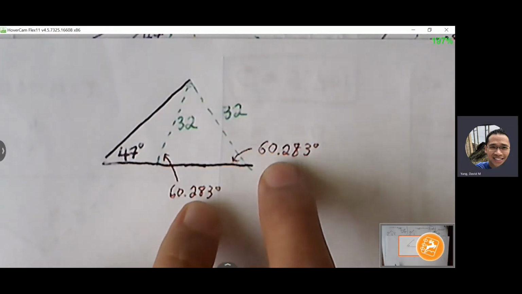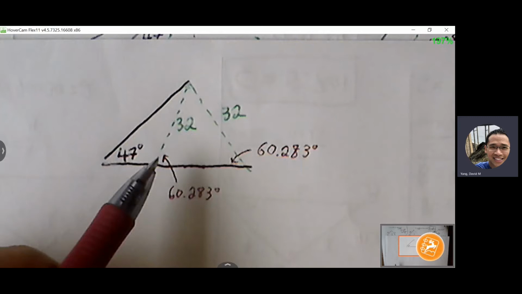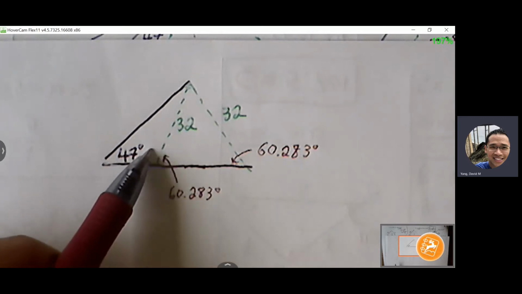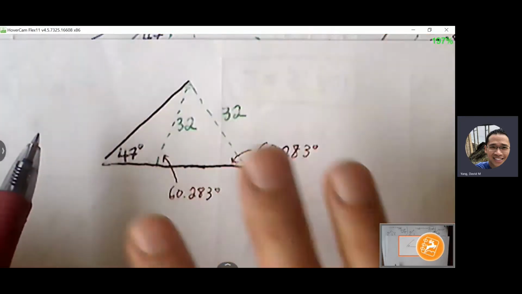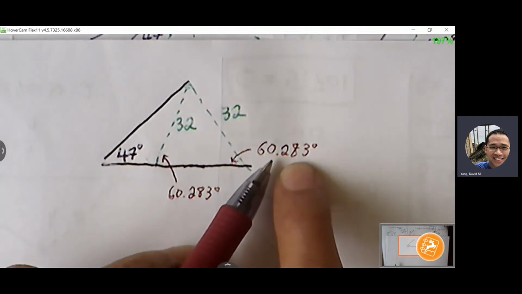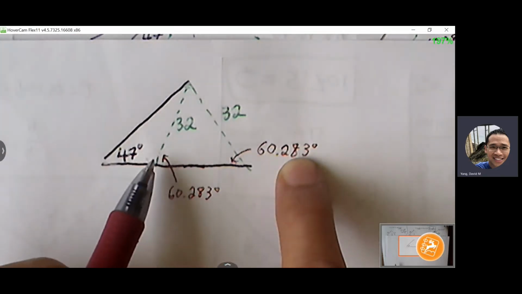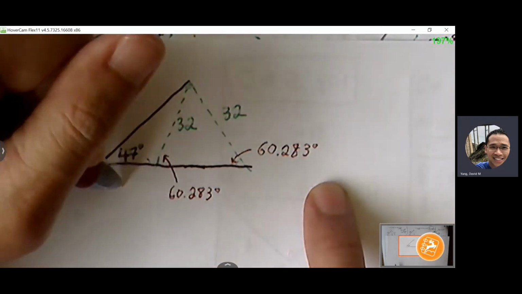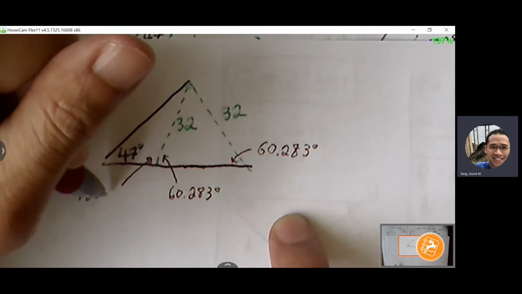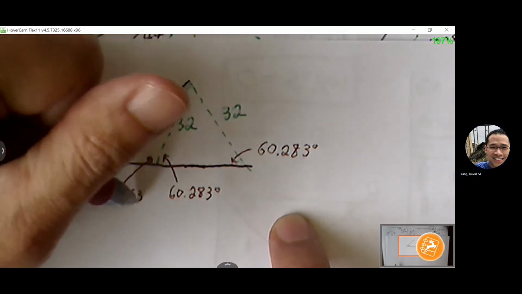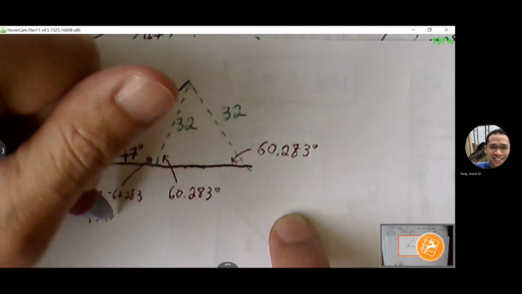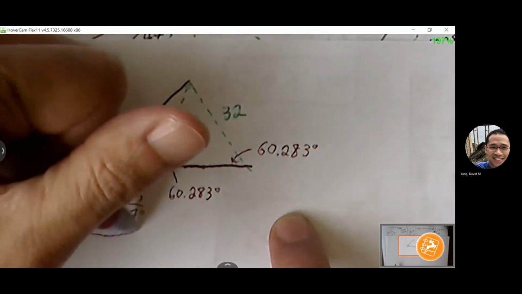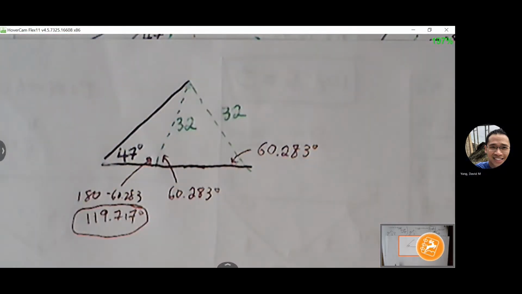And this is basically, I want to show you that we can use this information to help us find the angle that we really want, which is this obtuse angle. This is a linear pair. Subtract 180 from 60.283, and we can get this angle. We don't have to draw this every time, but I just want to show you that once you find this angle, you can always subtract from 180 to get to the angle that you really want for your second triangle, which is 180 minus 60.283. Okay, does that make sense? Yes.